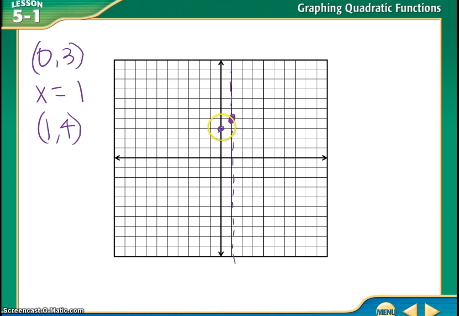We reflect our intercept over, so it's 1 apart, 1 on this side. There's our reflection. We know it's opening down anyways, but we'll connect our points and get a rough-looking parabola. That is all you have to do.